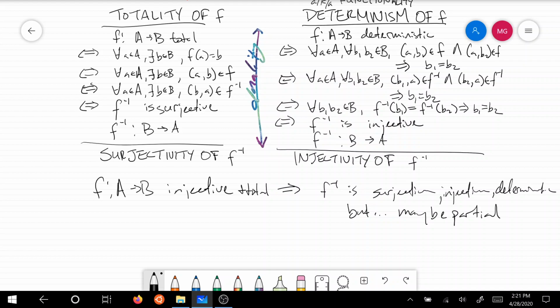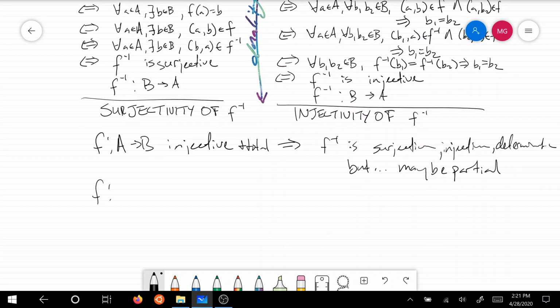Right? If f is an injective function, a total injective function, then its inverse will be surjective. Yes, it will be surjective, injective, deterministic, but may be partial.